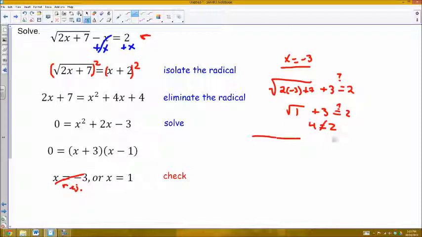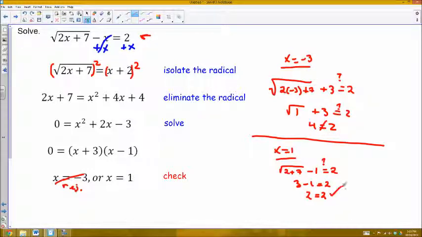I'm also going to check x equals 1. If I plug that into this equation, I'll end up with the square root of 2 times 1, which is 2, plus 7, minus 1 equals 2. I'm checking that. 2 plus 7 is 9, and the square root of 9 is 3. So 3 minus 1 equals 2. And since 3 minus 1 is 2, 2 equals 2, that checks. So I actually only have one solution to this equation.